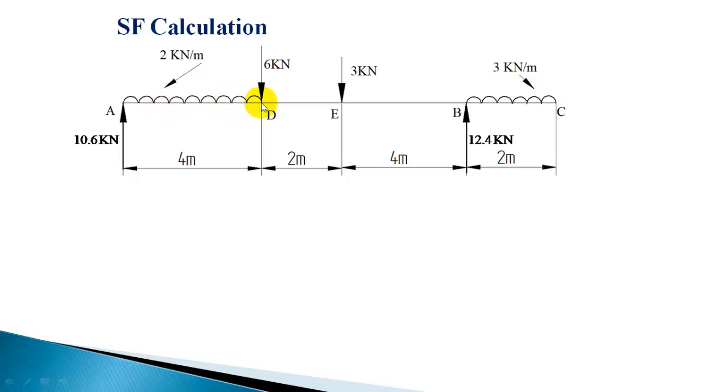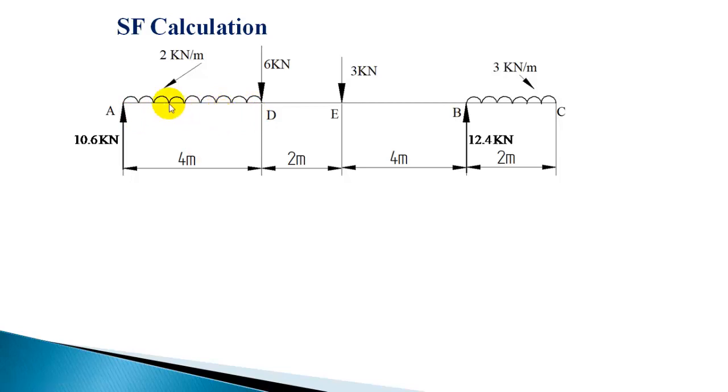Wherever UDL is acting, you have to take a section at the left end of that portion and the right end of that portion. Not exactly at the end, but a little away from that end A or the end of that UDL, and again a very small distance away from the other end of the UDL. So 2 sections you should take. At the ends, 2 sections, you calculate the shear force and then you can show the variation of shear force.